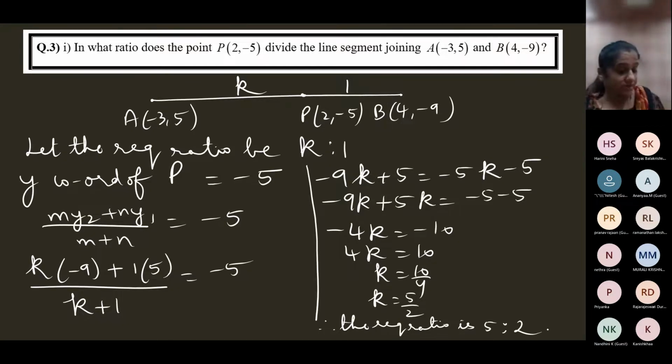You can do any method. You can take k is to 1 or m is to n. Please ask me any questions.